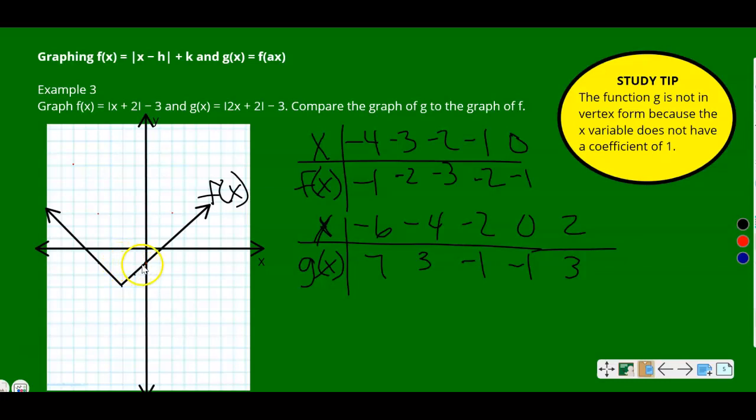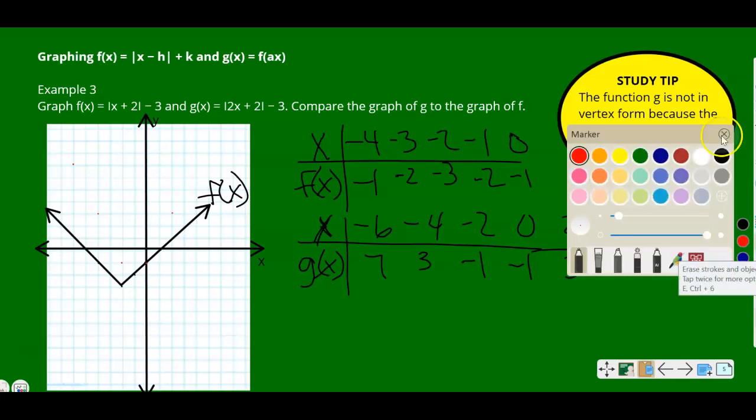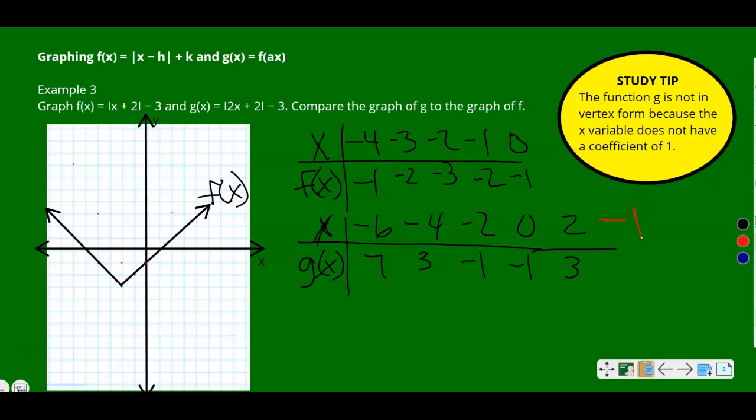You can see that I do not have the vertex here because I've got a point at negative 2, negative 1, and 0, negative 1. So I'm going to assume that the vertex is in between that and would be at negative 1. So we need to add one more point here. Okay, let's just add it here at the end.